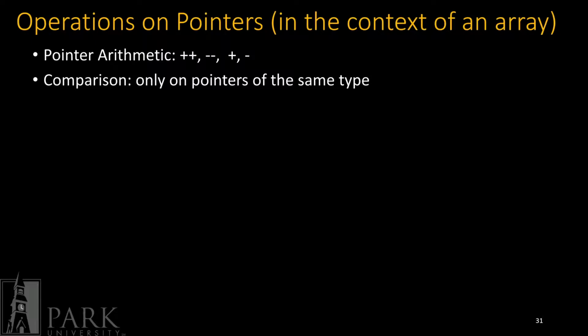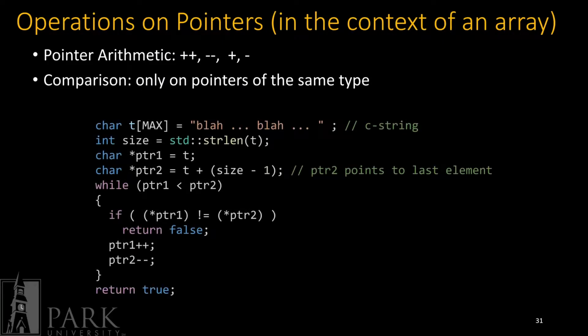Aside from arithmetic, we can also compare 2 pointers of the same type. Let's take a look at this example. Remember, a C string is an array of characters with a null character at the end. So here we can have pointer 1 point to the first character of this C string, and pointer 2 point to the last character in the C string. So here we're declaring a character array T, and we are going to assign T to the pointer. And remember that this is just an address of the first element in the array, so we can do this.